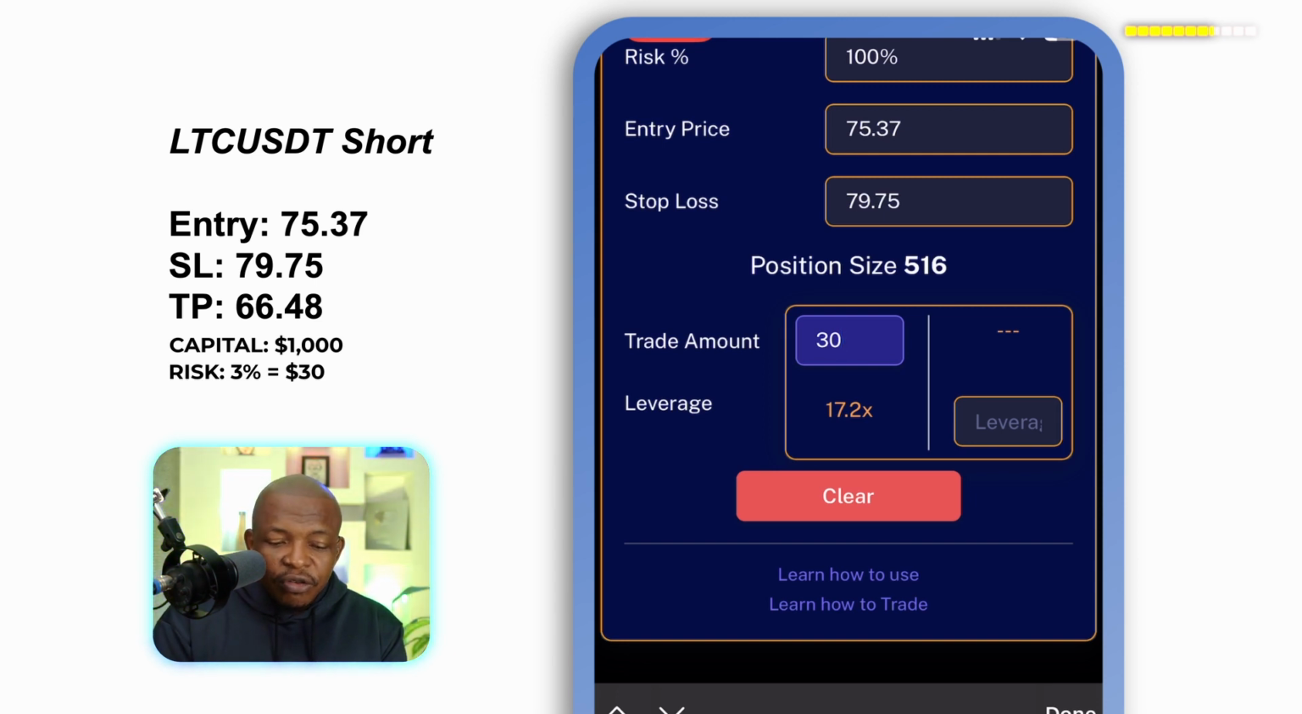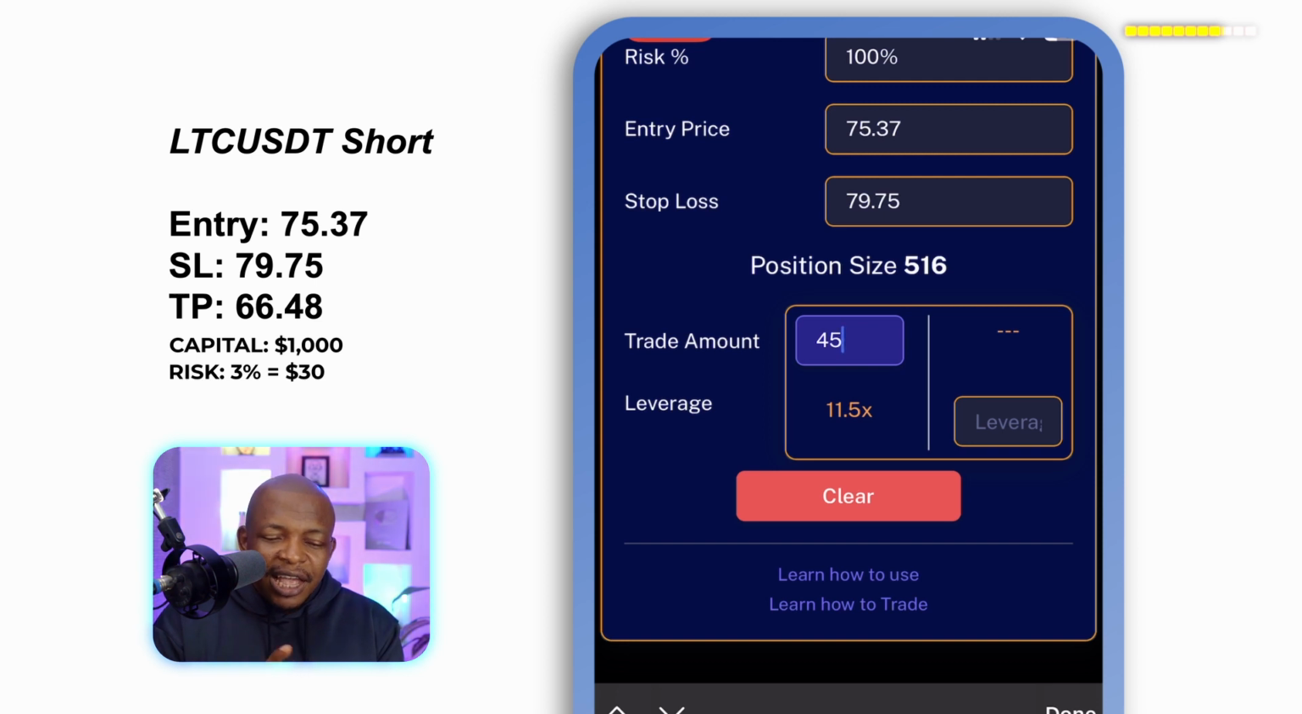Now, I can choose to use a trade amount of $45. It means that my leverage is 11.5x. If I enter 11.5x as my leverage and put trade amount $45, enter my stop loss and all of that, the same thing will happen. I lose only $30, and when I win, $60. I hope that makes sense.